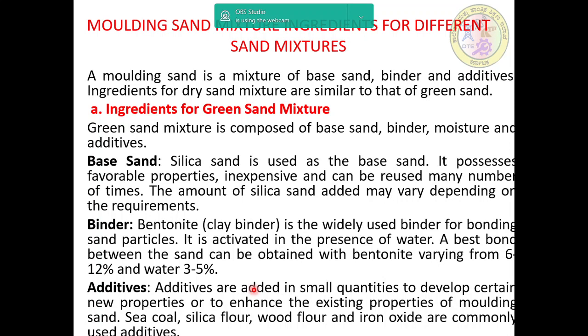Ingredients of green sand mixture. Here the green sand mixture is composed of base sand, binder, moisture and additives. Here silica is used as the base sand. It possesses some favorable properties, is inexpensive and can be reused many number of times. The amount of silica sand added may vary depending on the requirements.